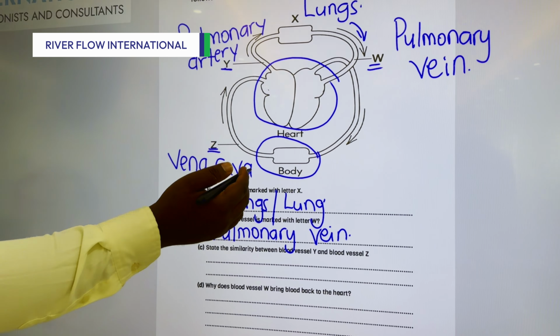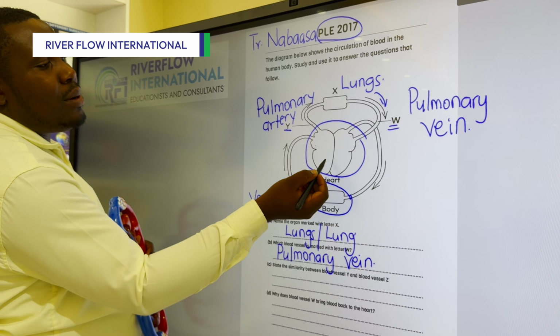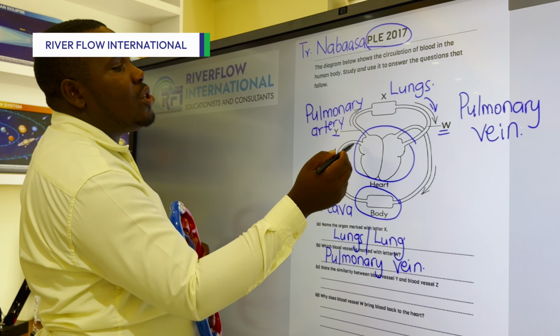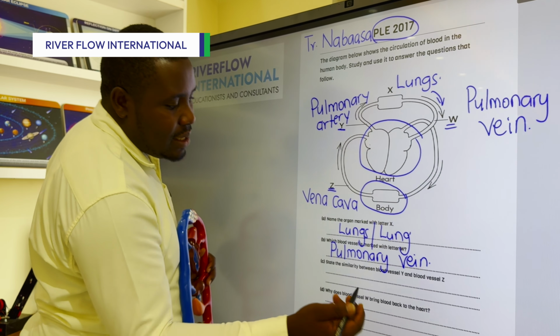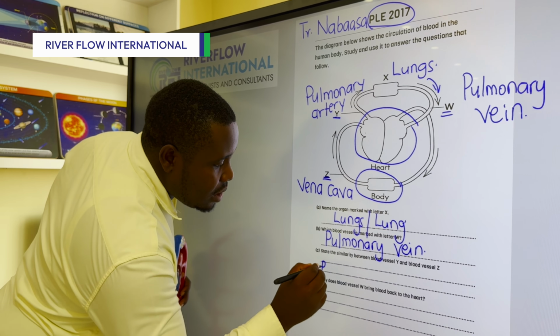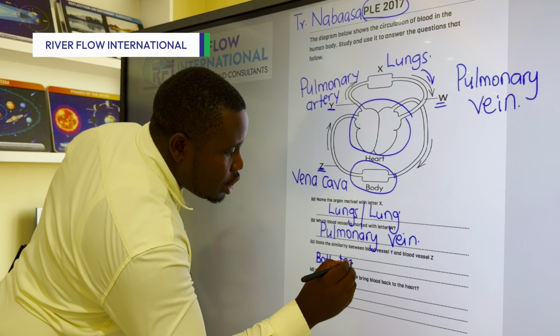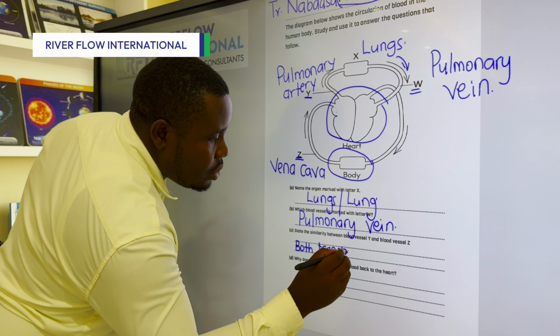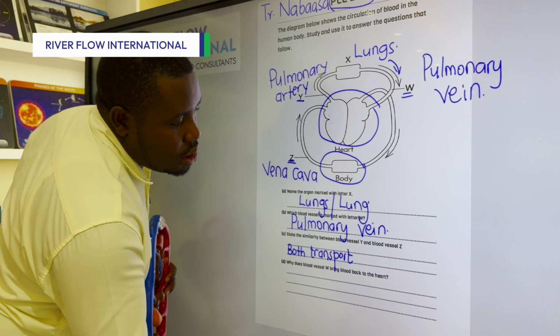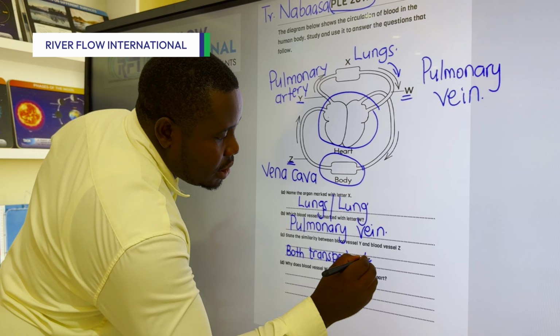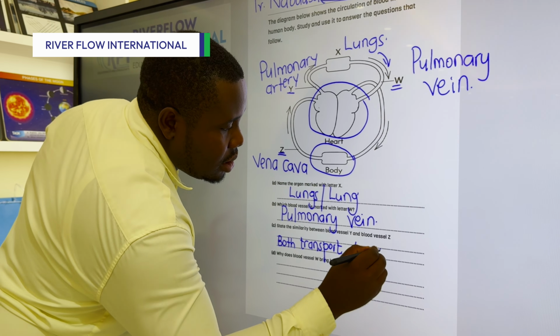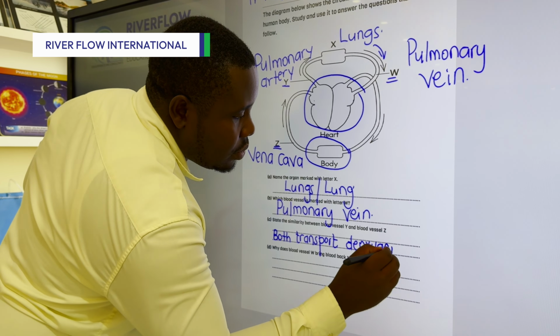Okay. State the similarity between blood vessel Y, which is pulmonary artery, and blood vessel Z, which is vena cava. Of course, this one is bringing deoxygenated blood into the heart. This one is carrying deoxygenated blood from the heart to the lungs. So what can we say? We say both transport deoxygenated blood. Full stop.